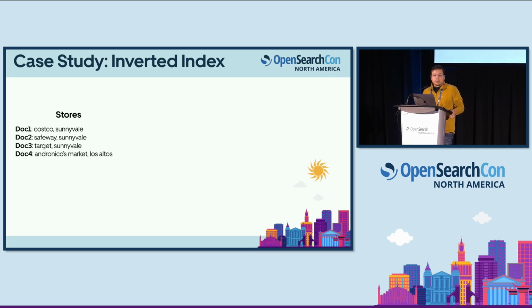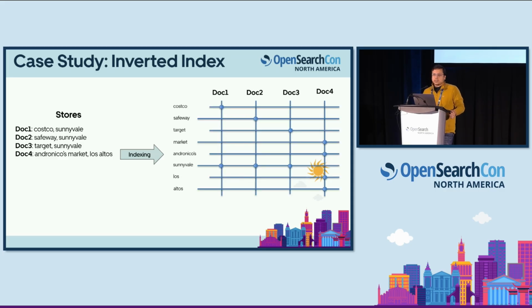So imagine that we have 4 documents that are representing stores on Uber Eats. The easier way to build an index is essentially to build a 2-dimensional matrix where each cell is either 0 or 1. 1 represents that a specific term is available in a specific document, and 0 represents an absence of it. So for example, doc 1 contains Costco and Sunnyvale. Doc 2 contains Safeway and Sunnyvale, and so on. Similarly, Safeway is present in doc 2. Sunnyvale is present in doc 1, doc 2, doc 3, and so on.